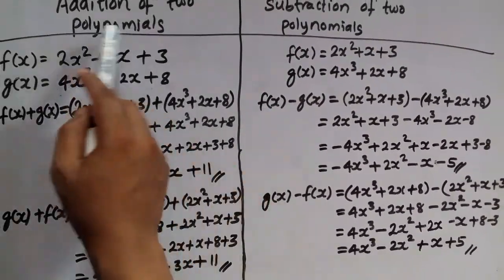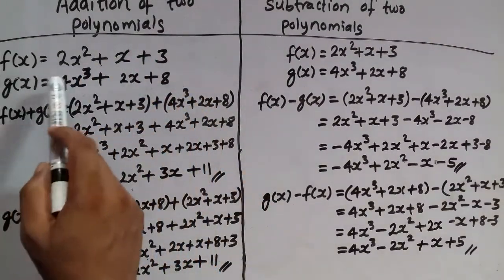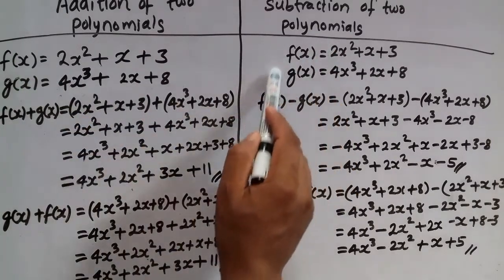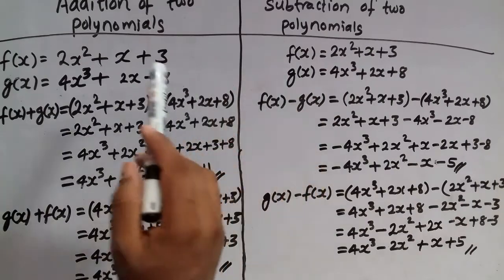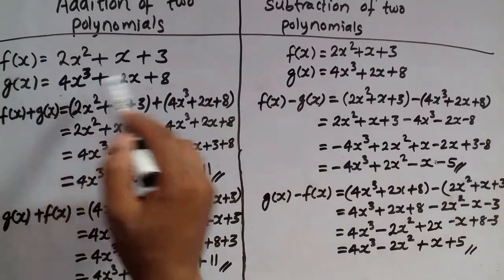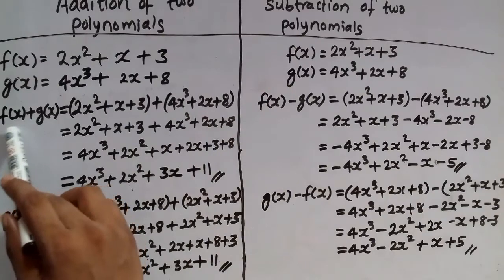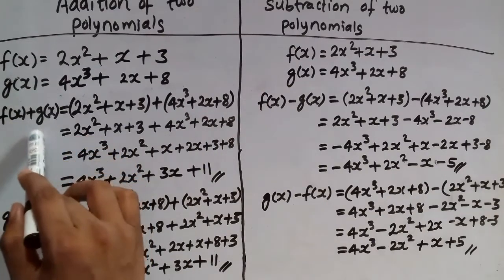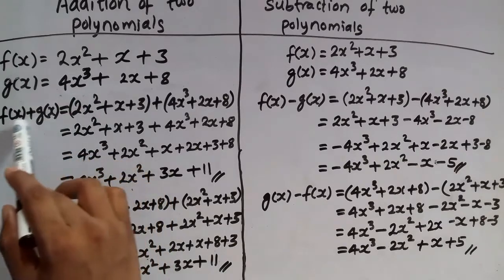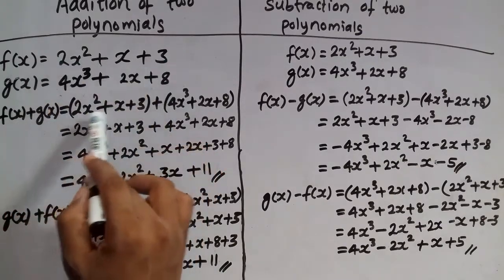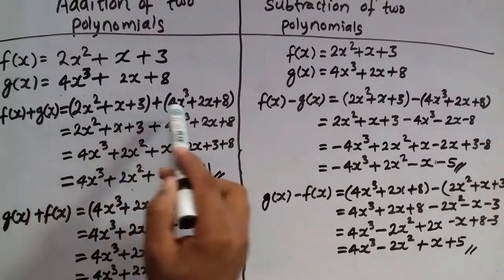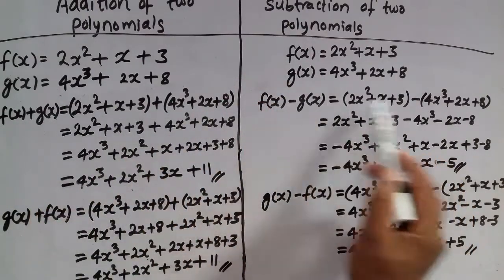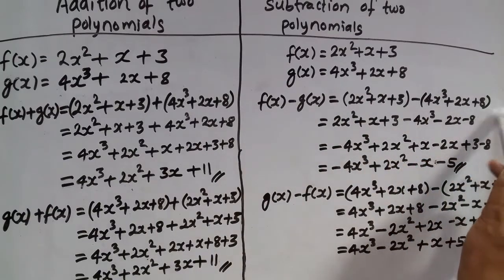For addition of polynomials, we are taking these two polynomials. Here also we are taking the same polynomials, so that it will be easier for you to understand. At first we are adding f(x) and g(x). For this we have to write the given polynomial plus the other polynomial. For subtraction also it is the same thing: the given polynomial minus the other polynomial.